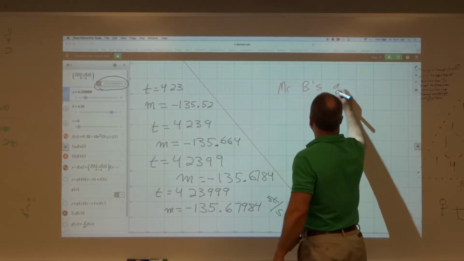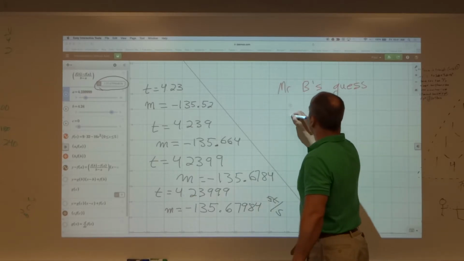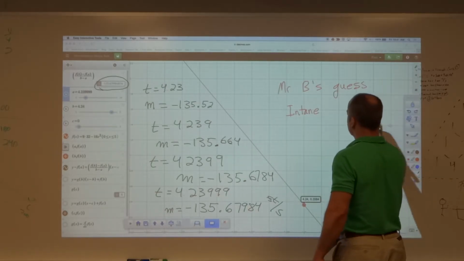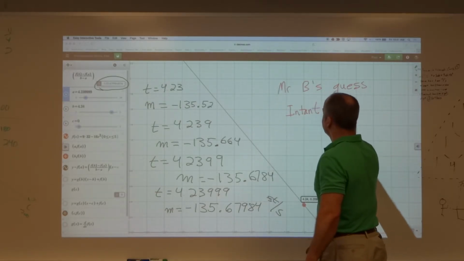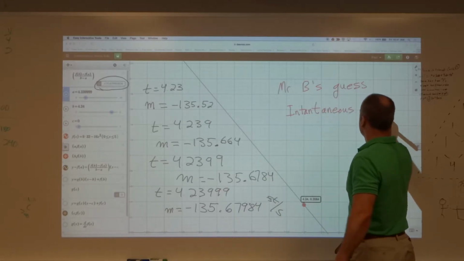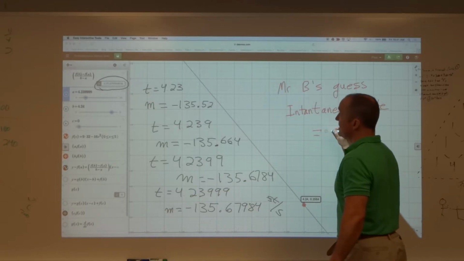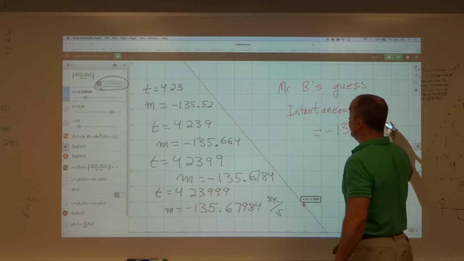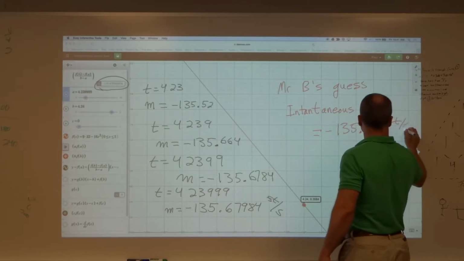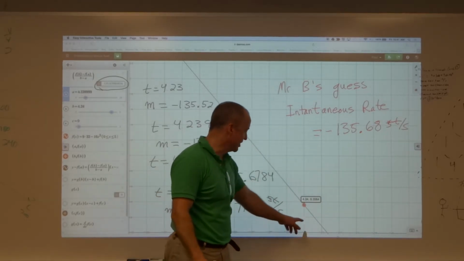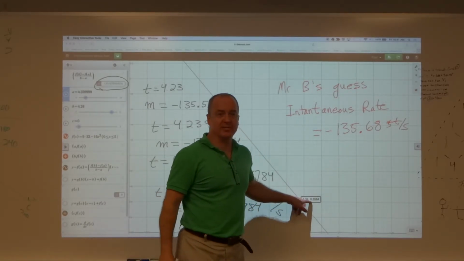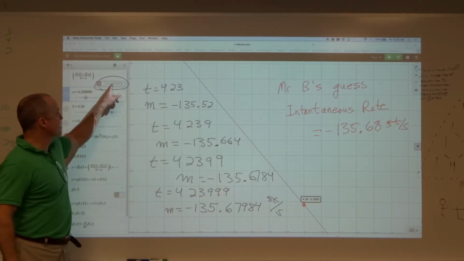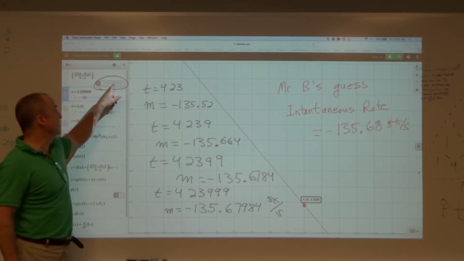Mr. B's guess is that the instantaneous rate, forgetting the x, probably equals negative 135.68 feet per second. That's how fast I think you'll hit the ground, or rather that's how fast I think you'll be going 0.4 feet above the ground, because we didn't get that close to 0. That's my guess, because I'm starting to accumulate 9s back here, which makes me think it's heading towards this as an 8.